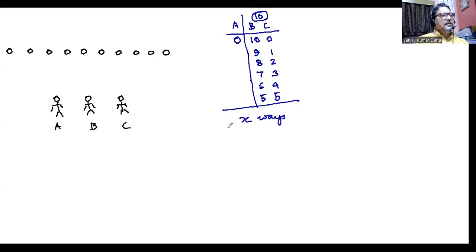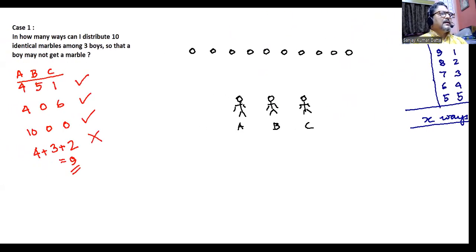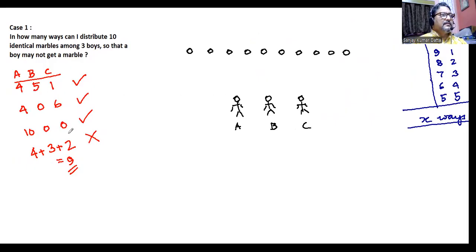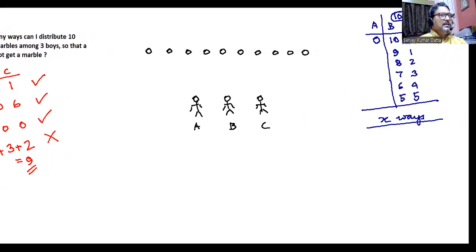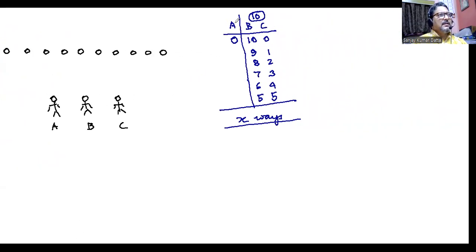Suppose X ways. Now, all of this fulfills the criteria that 10 identical marbles are distributed among three boys so that a boy may not get a marble. I hope you understand. See this red portion? Everything is actually fulfilling that criteria. Having done this, I can also say, let us take A, B, C.